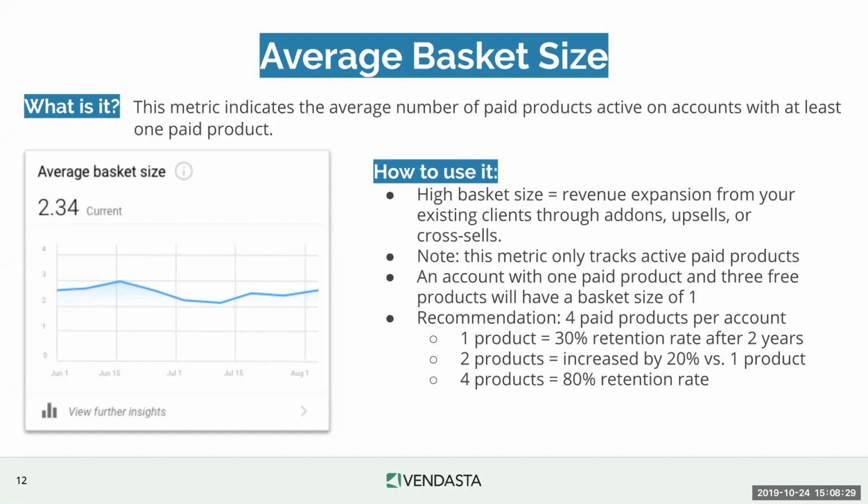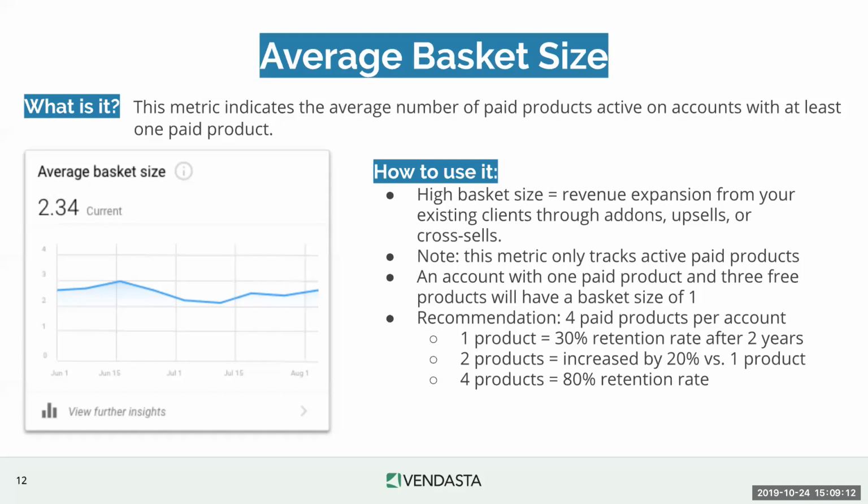We have a recent study on churn which shows that 1 product over a span of 2 years only has a 30% retention rate for the account. Now, if we increase this by just 1 product, so a total of 2 paid products, this 30% retention rate increases by 20% versus 1 product. And ultimately, accounts with 4 products have an 80% retention rate. So you're saying, Cam, if I'm hearing you right, is that the average basket size isn't just to drive revenue for products that you're stacking. For sure. It's also to help with the back end churn. The more products that they have per account, the more likely they are to stay.